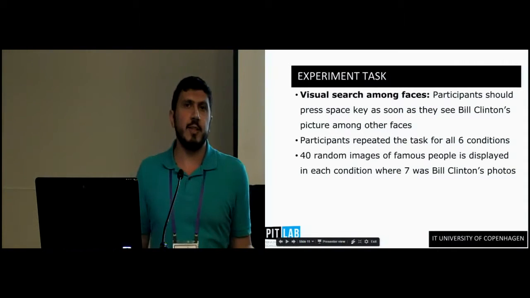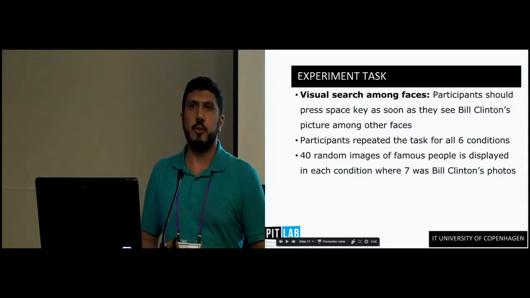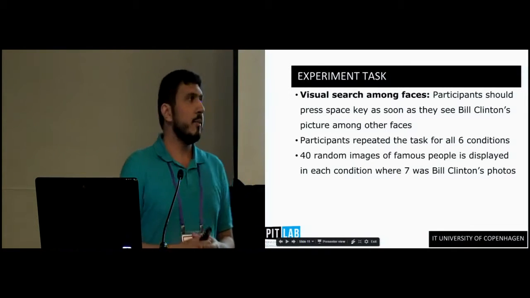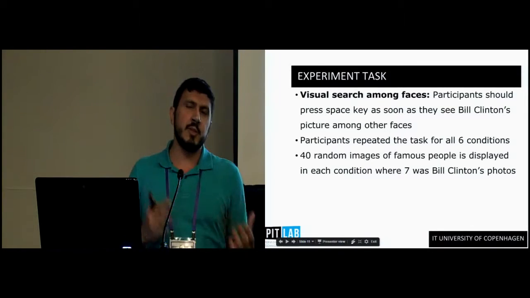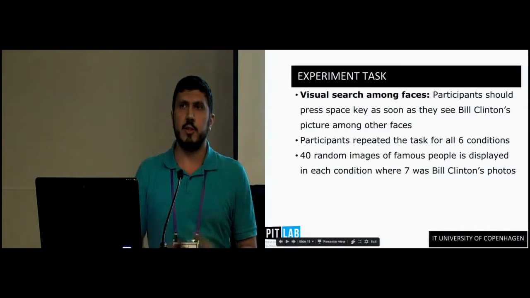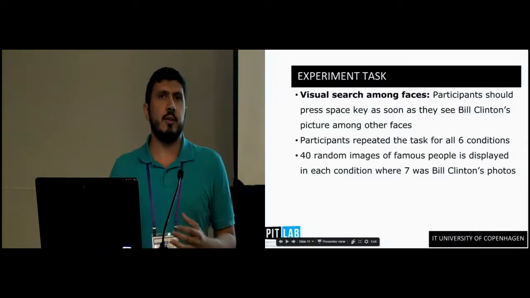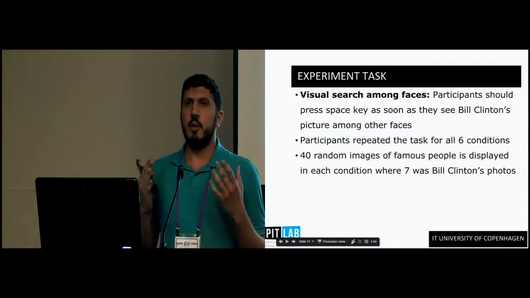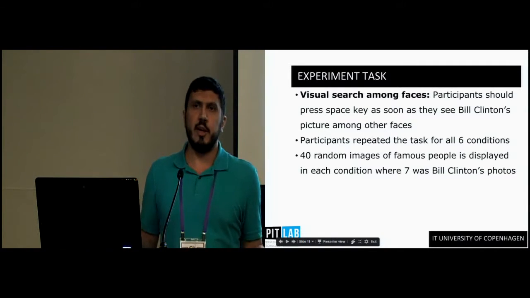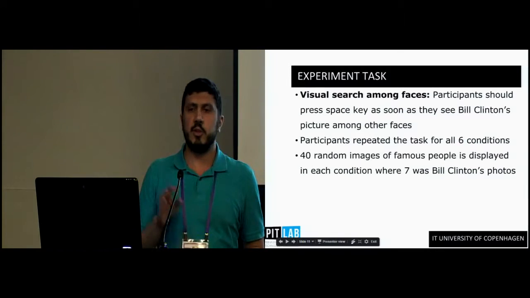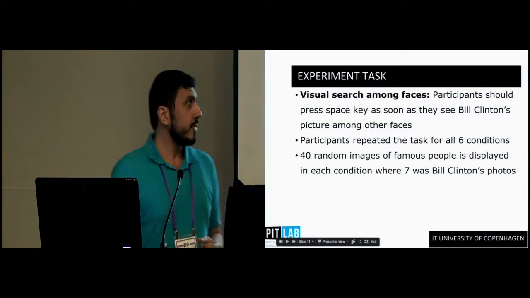In total, we had 6 conditions, so 3 speeds and 2 image sizes. The participants did 1 run per condition, so 6 runs each. And in each run, they had 40 images, out of which 7 had the image of Bill Clinton, and the task was just to hit space whenever they see it.